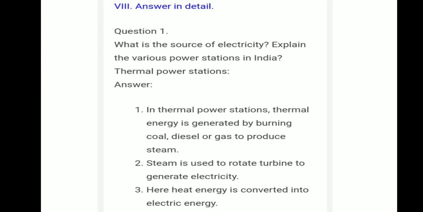Answer in detail. Question number 1. What is the source of electricity? Explain the various power stations in India. Source of electricity: thermal power station, hydel power station, atomic power station, windmills and solar system. First, thermal power station. In a thermal power station, thermal energy is generated by burning coal, diesel, or gas to produce steam. Steam is used to rotate a turbine to generate electricity. Here, heat energy is converted into electric energy.